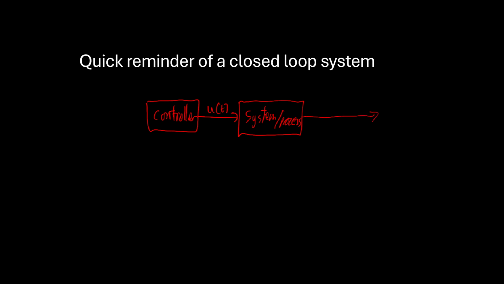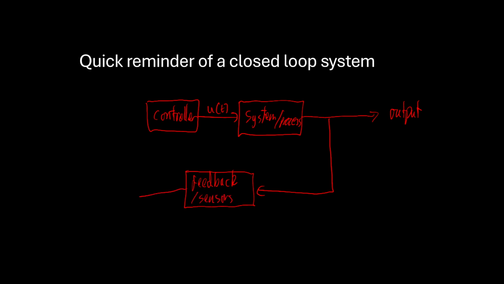Now the system or process outputs something, so that's our current output, and that output is constantly measured by a feedback system. So feedback or sensors. And those sensors are constantly measuring the output, and this allows the controller to correct itself using this error block. So that's error. And remember, the input to that is the set point.